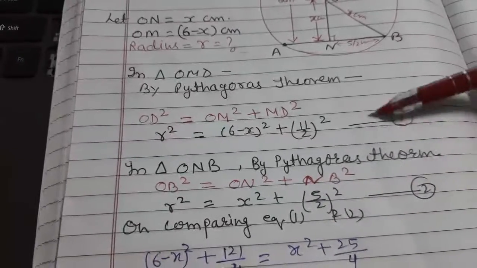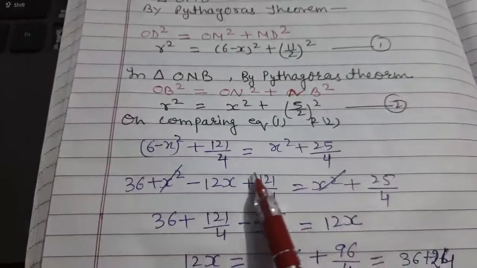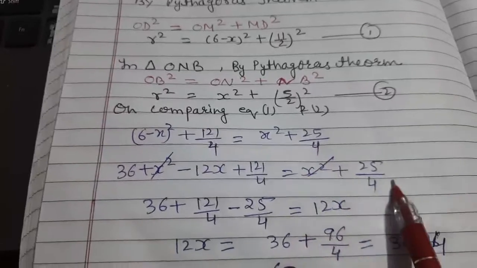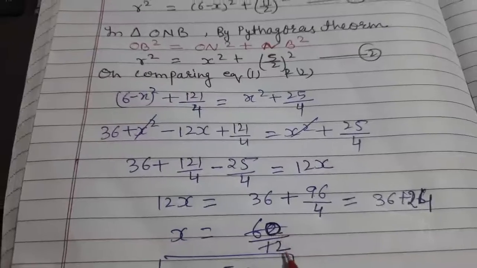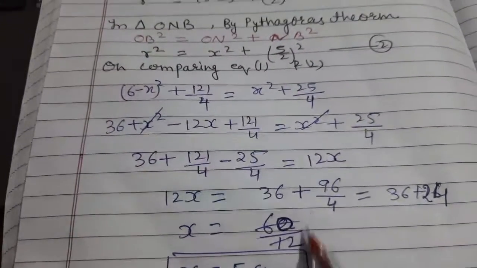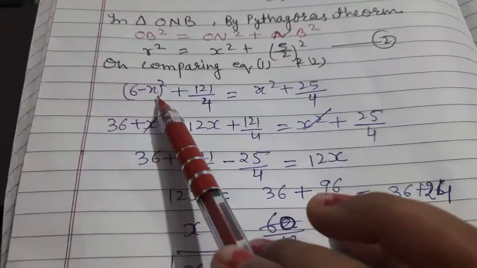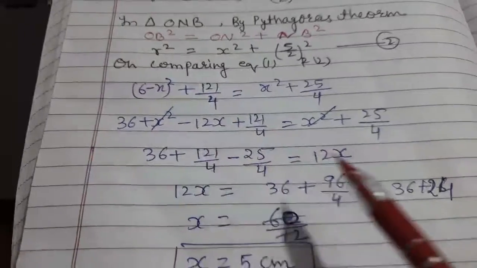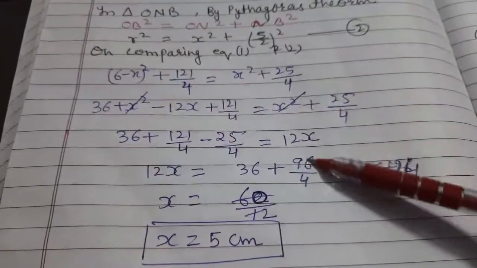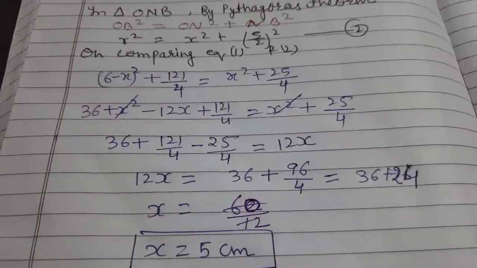On comparing both the equations, as their left hand sides are equal, I am comparing equation 1 and 2. After simplification, I am getting the value of X equal to 60 upon 12, that is 5 centimeter. One identity I am using here is for 6 minus X whole square: (A minus B) whole square is A square plus B square minus 2AB. After a very simple calculation, the value of X will be equal to 5 centimeter.